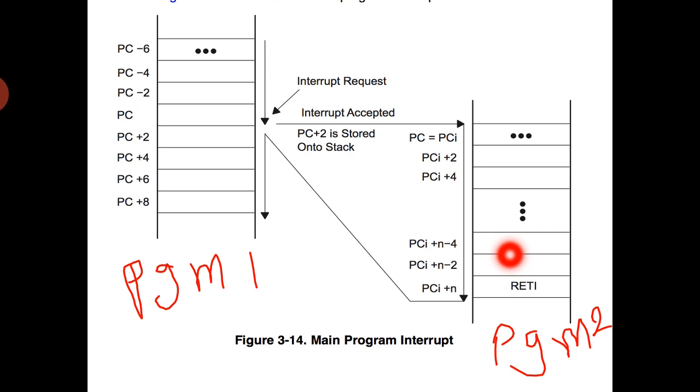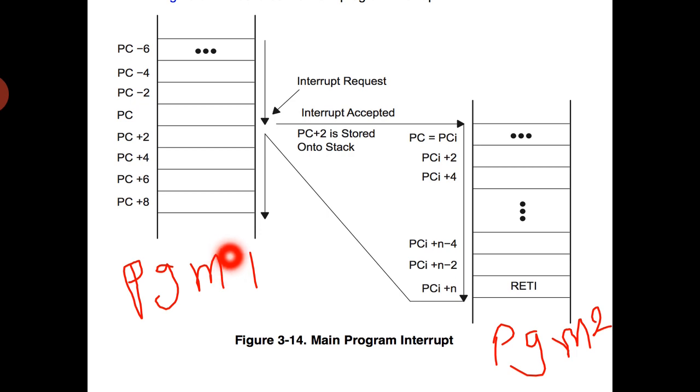after that the program counter is transferred back to program 1 and it is updated with whatever address is stored in the stack. So now the program counter has the address PC plus 2, and the processor will start execution from PC plus 2. It will execute all the instructions and finally we will get the program 1 result.